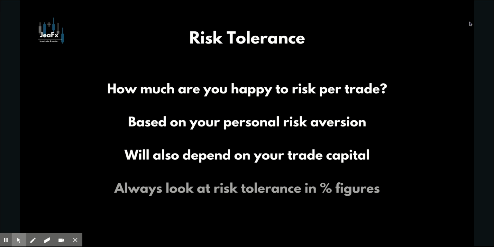So decide your risk tolerance, decide how much money, what percentage of your account you are willing to lose on a trade. I never recommend pushing that past 4%. You don't need to, and pushing it past 4% is going to lead to stress, okay?